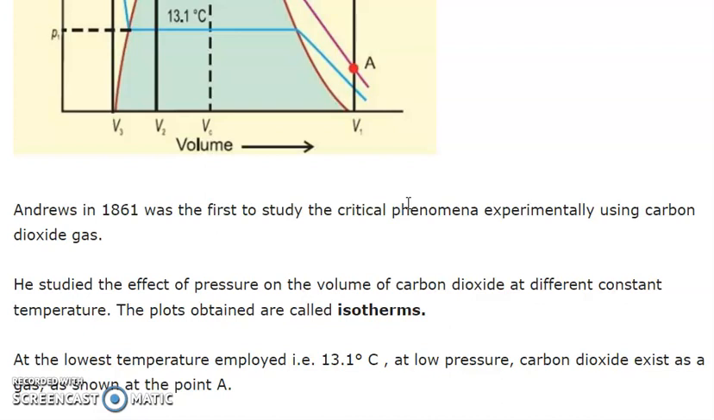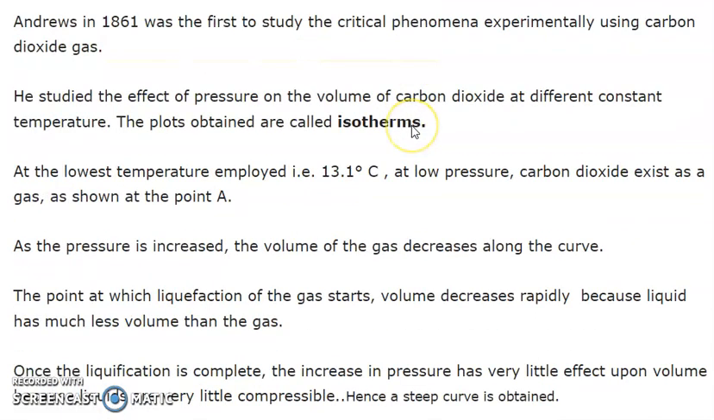At the lowest temperature employed, that is 13.1 degrees Celsius, at low pressure, carbon dioxide exists as a gas, as shown at the point A. Look at here. As the pressure is increased, the volume of gas decreases along the curve. At the point at which liquefaction of gas starts, volume decreases rapidly because liquid has much less volume than the gas.